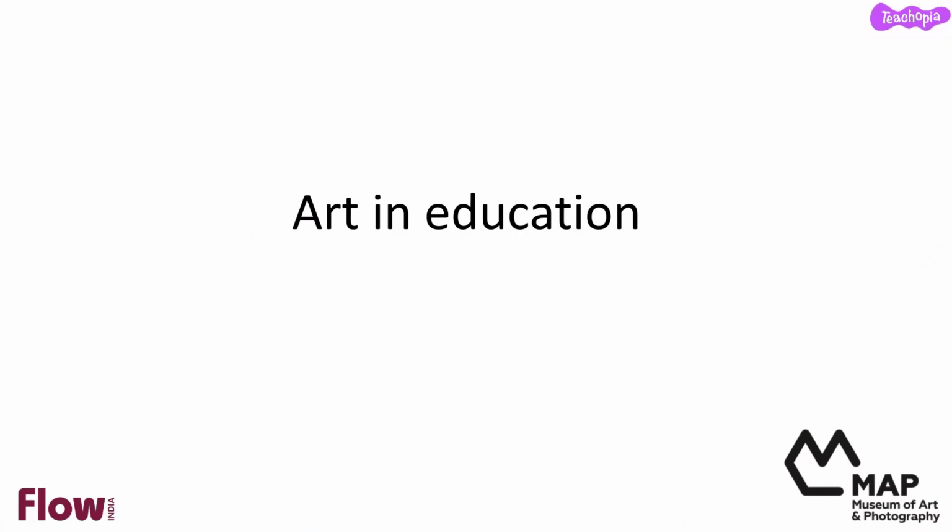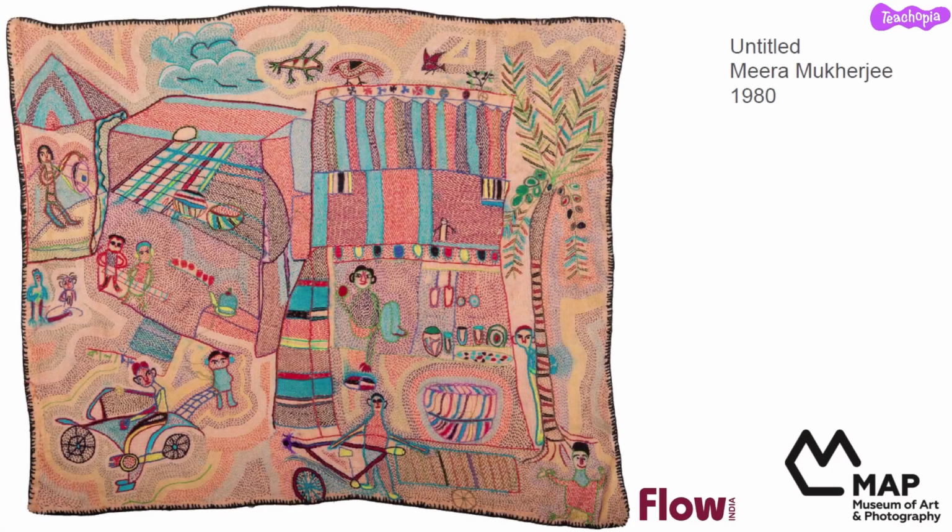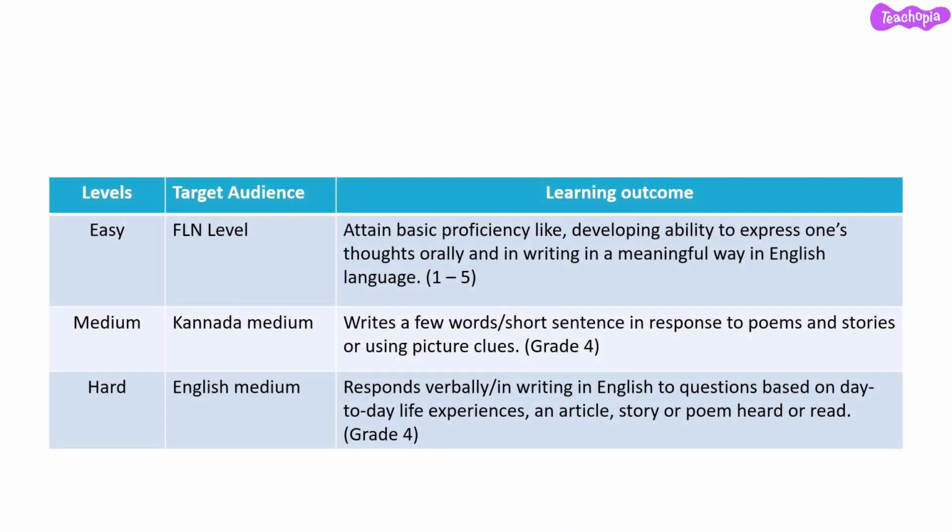Now let's look into art in education. This is an art by Meera Mukherjee. Here, it's targeting easy, medium, and hard for the levels and target audience for FLN level, Kannada medium, English medium. And the learning outcomes for FLN level is attain basic proficiency like developing ability to express one's thoughts orally and in writing in a meaningful way in English language. It's for grade 1 to 5.